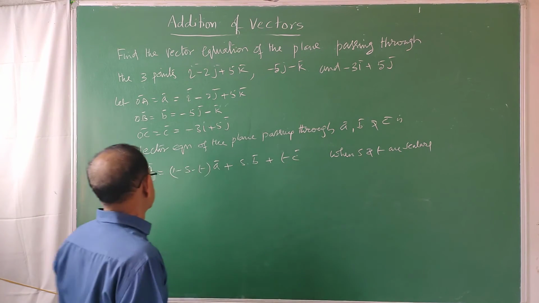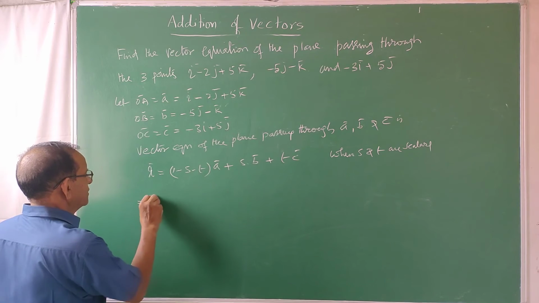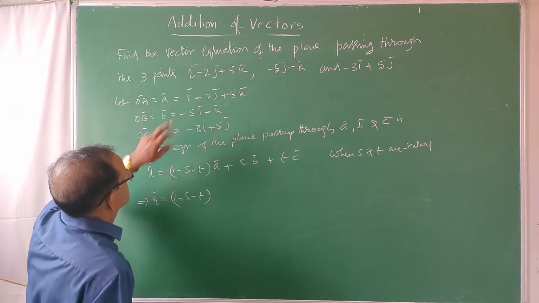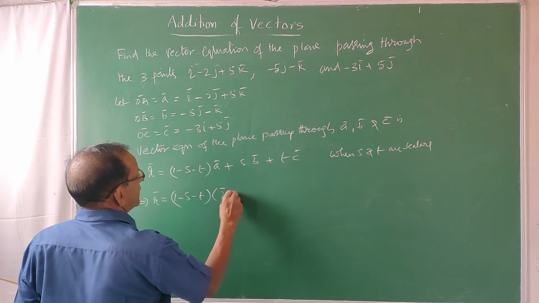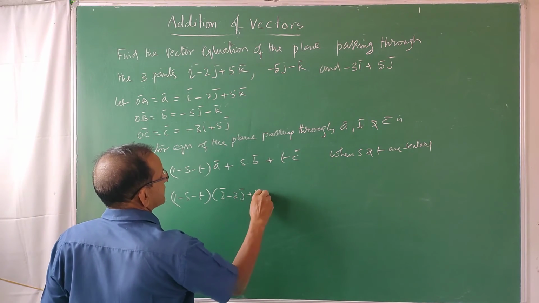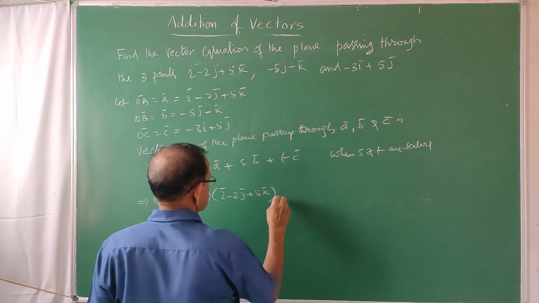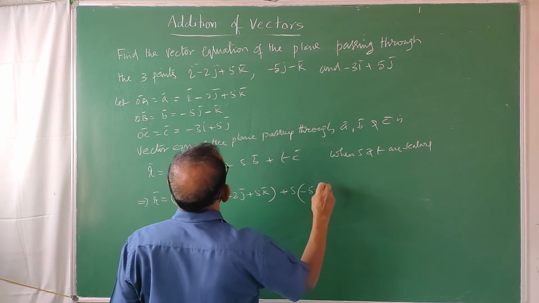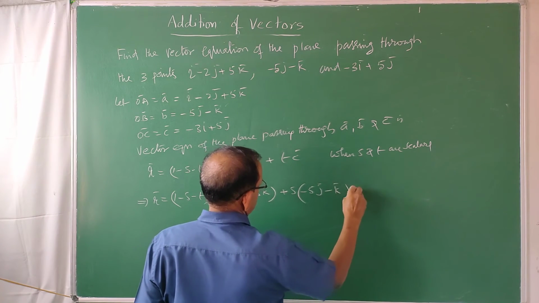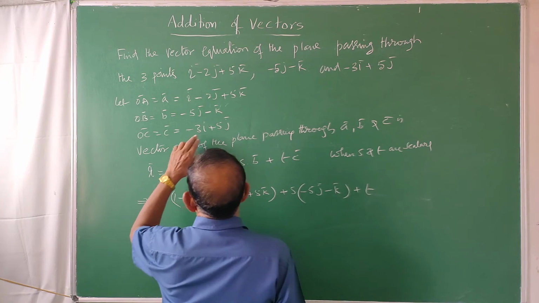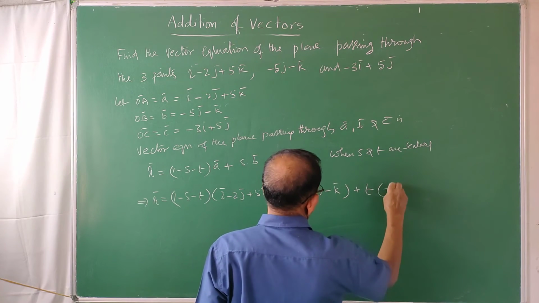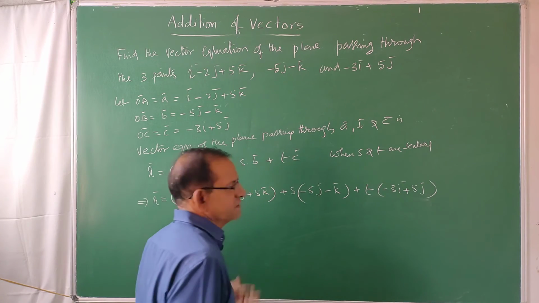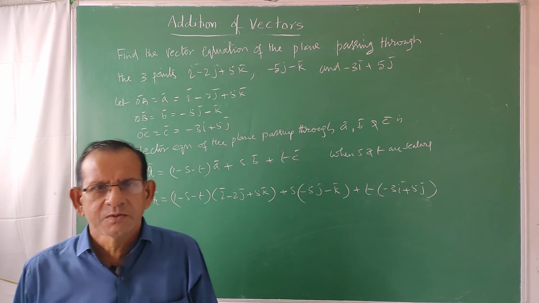That implies R bar is equal to (1 minus S minus T) into A bar, the first one, i bar minus 2j bar plus 5k bar, plus S into B bar. S into B bar is minus 5j minus k, plus T into C bar. C bar is minus 3i plus 5j. So this is the vector equation of the plane passing through the 3 given points.